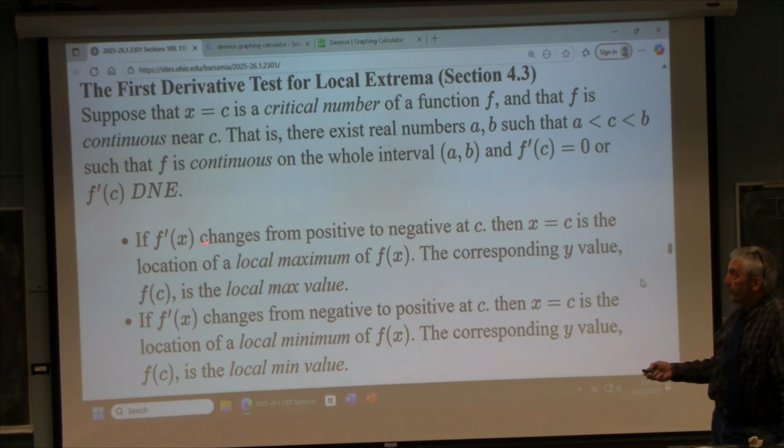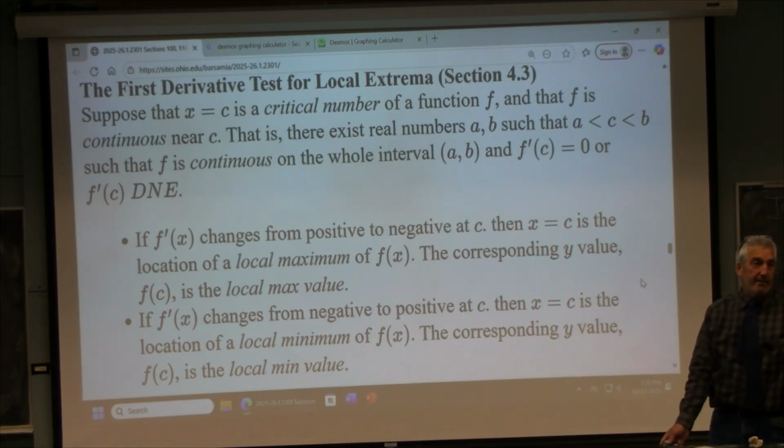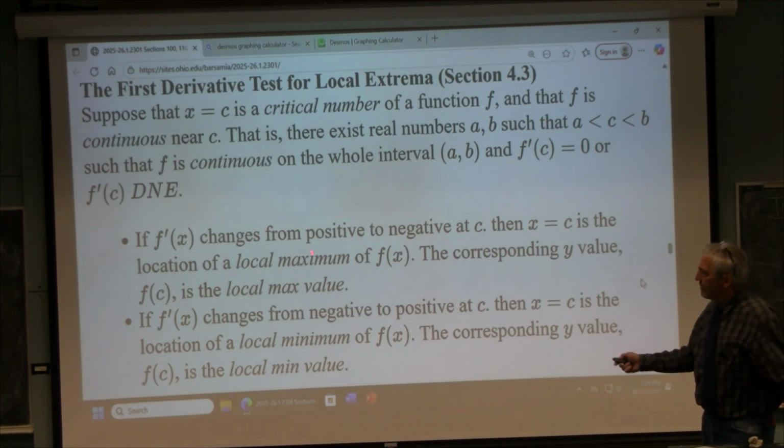If f prime changes from positive to negative at c, then at that x equals c, there's a local max of f of x. And the corresponding y value, that is, you plug c in and get a y value, that's what's called the local max value. And then analogously, if f prime changes from negative to positive at x equals c, then that's the location of a local min.